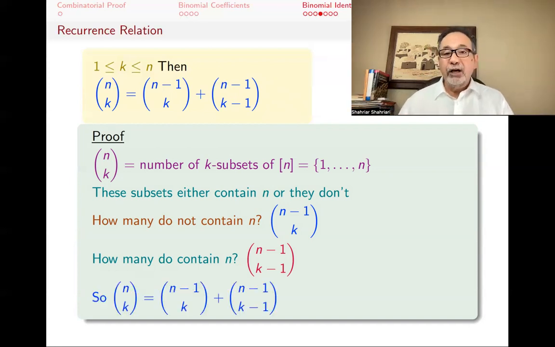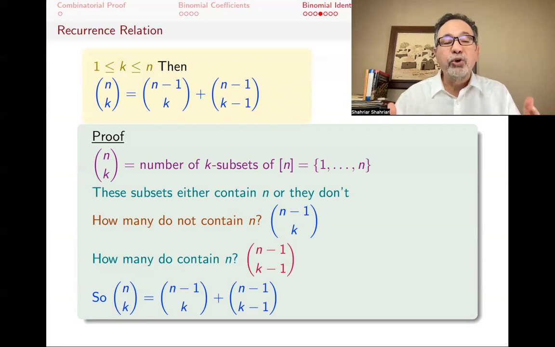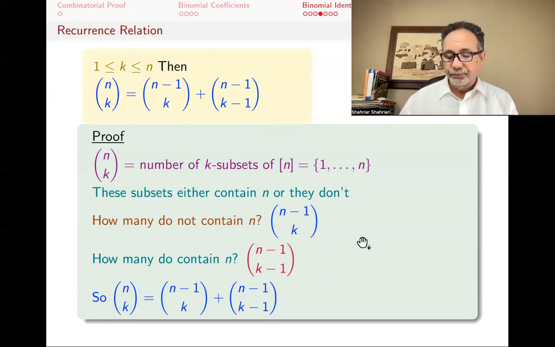And so because of that, the total number is going to be the sum of these, because again, any subset of size k either includes n, and there's this many of them, or doesn't include n, and there's that many of them. And if you add them, you get the total number.